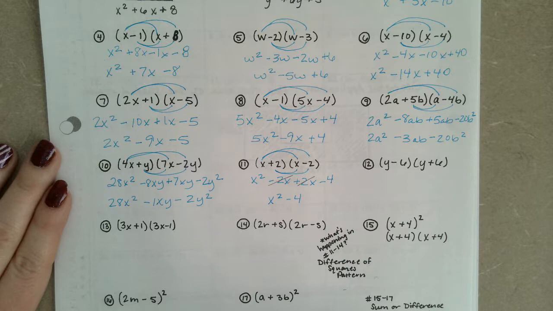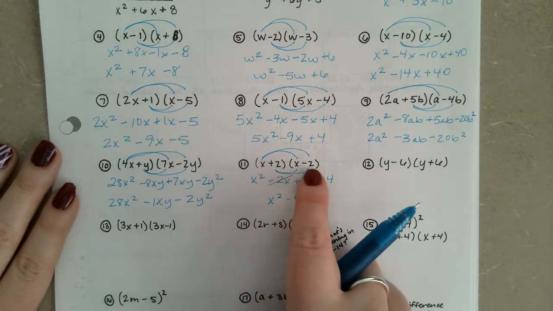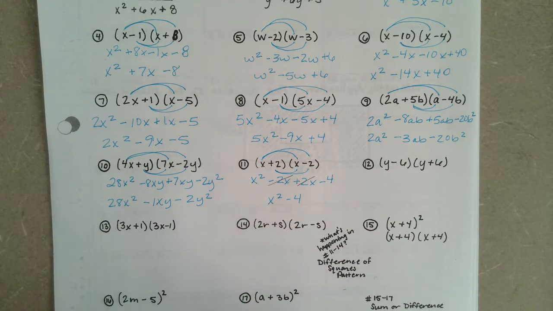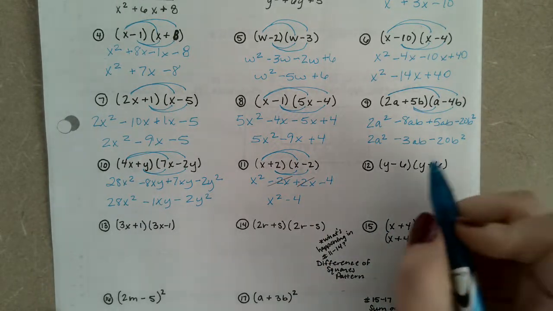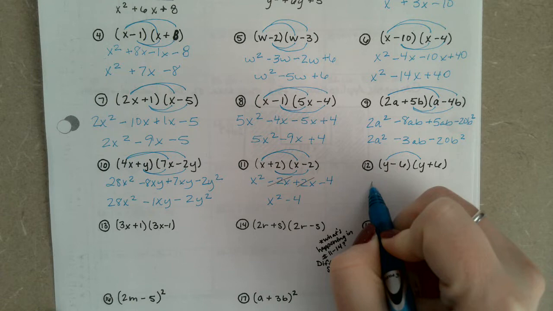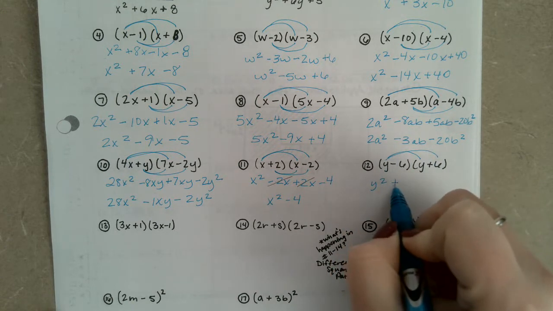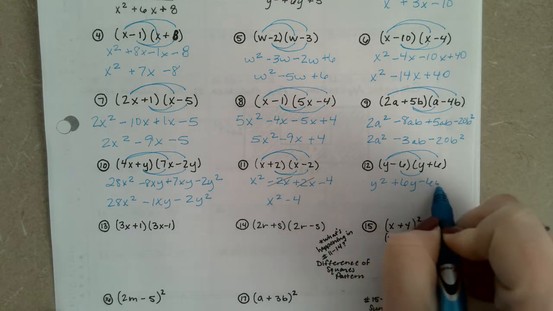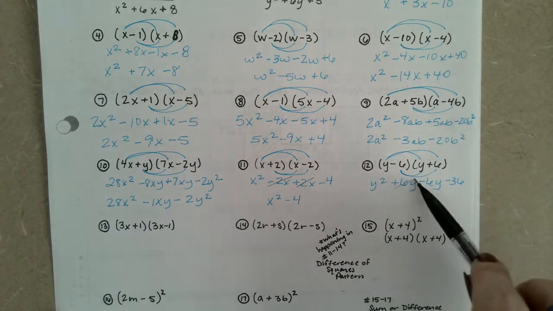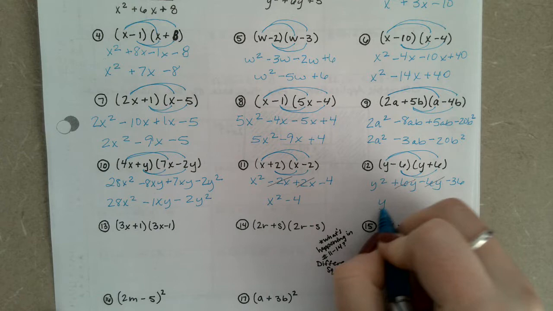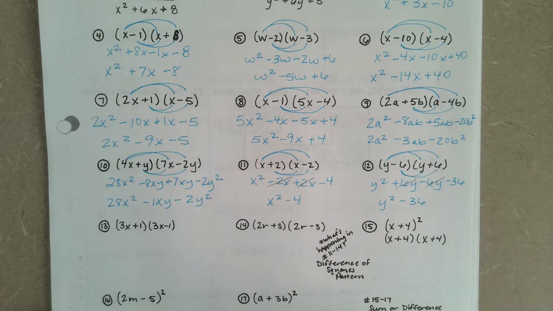This is called a difference of squares pattern, and it's when you have the same binomial except for one is plus and one is minus. So when you multiply them together, those middle terms will always cancel out. For instance, in number 12, we'll get y squared, positive 6y, negative 6y, and negative 36. And again, my middle terms will cancel out, leaving me just with y squared minus 36.